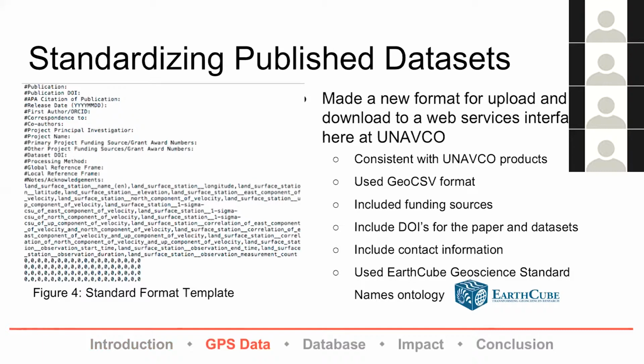Here's our standard data format. We use GeoCSV guidelines because it's something that's both human readable and computer readable, which is very important for what we're trying to do here. We've included DOIs, we've included station names, we've included an actual citation in APA format, because that's what AGU uses. And then we've included some contact information or correspondence, similar to how it's published in a paper, as well as all the information you need to process it into a different reference frame, which is very important for GPS solutions. And then we also named our columns based on the Geoscience Standard Names Convention ontology, which is from EarthCube.